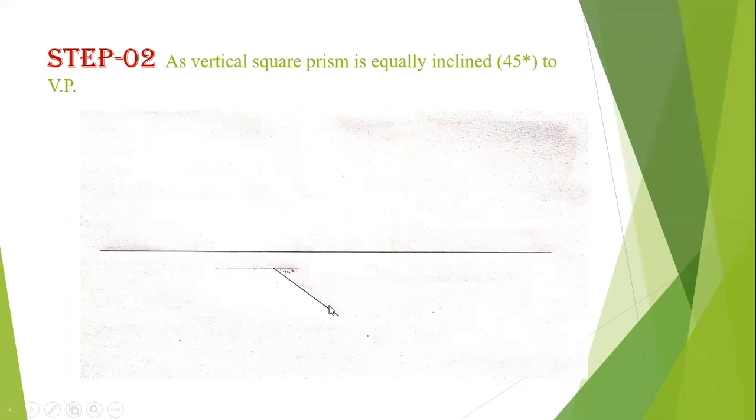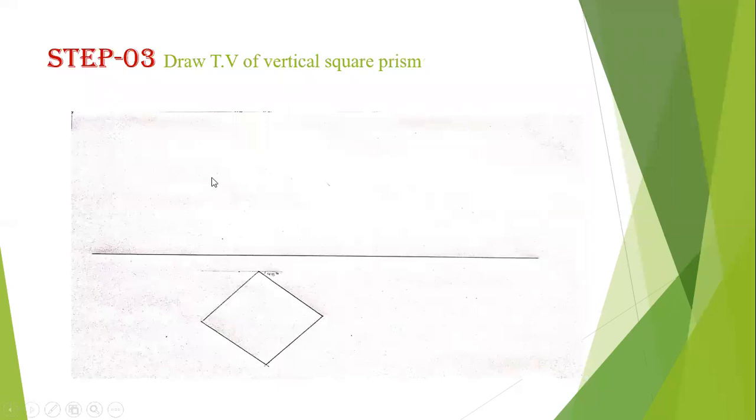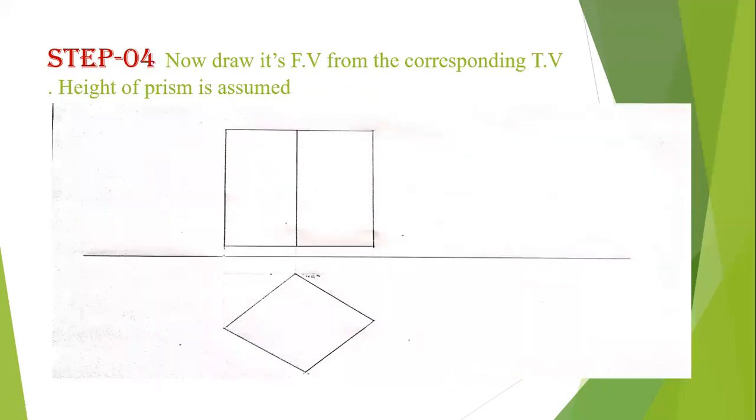Here we have started to draw the top view of a vertical square prism whose faces are inclined at 45 degrees. Here it is shown how I have drawn the top view of the vertical square prism at an angle of 45 degrees at a suitable distance from the reference line. In the next step, I have drawn the front view of the square prism with the help of the top view.